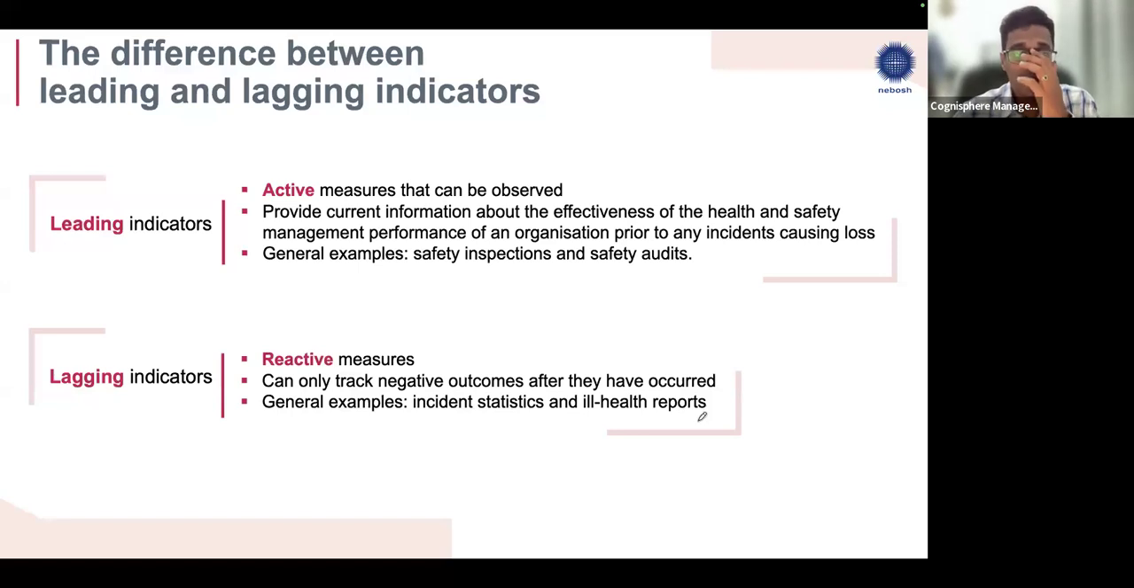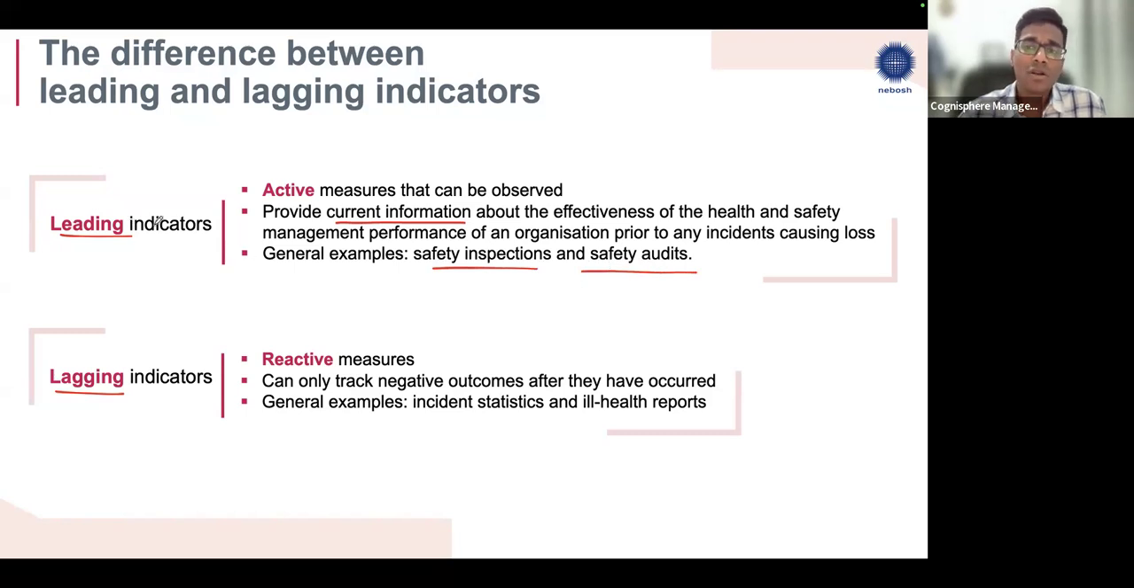The difference between lagging and leading indicators. Sometimes, instead of the word active monitoring, they use the word leading indicators, and reactive is called lagging indicators. So what are leading and lagging indicators? Leading indicators provide current information about the effectiveness of the health and safety management performance of an organization prior to any incident occurring and causing loss. Examples are safety inspections and safety audits.